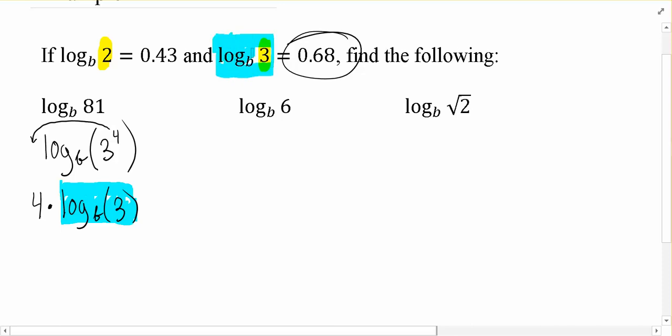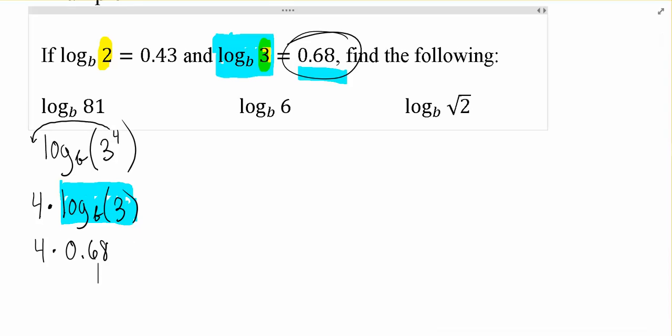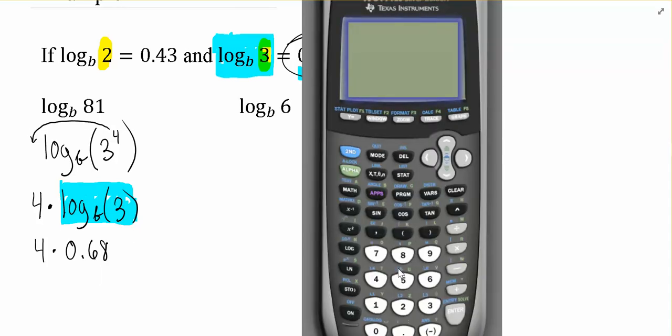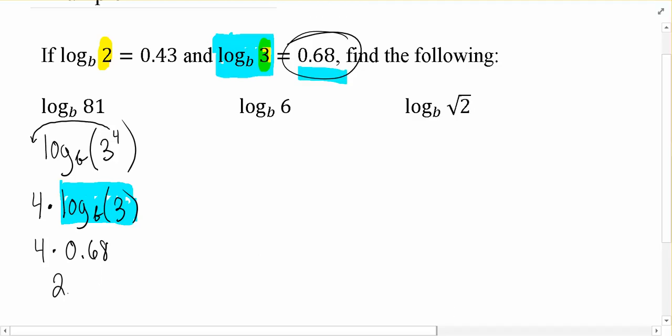I know that log base b of 3 means the same thing as 0.68. So that means I can rewrite this as 4 times 0.68. Now is when I can get my calculator involved and say 4 times 0.68 is 2.72. And that's my answer to that particular problem.